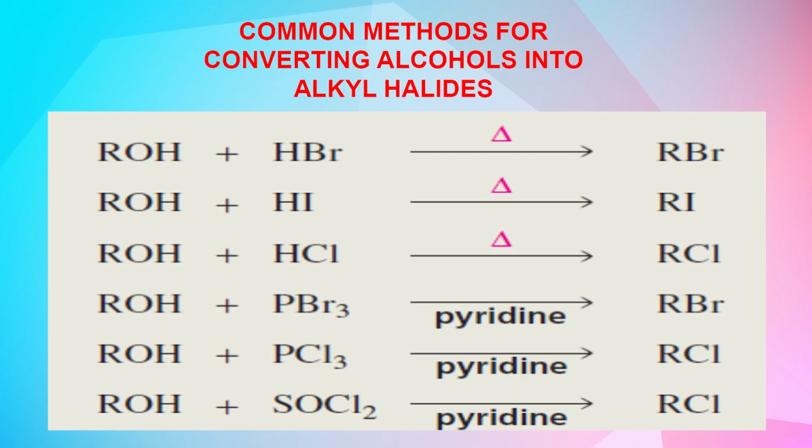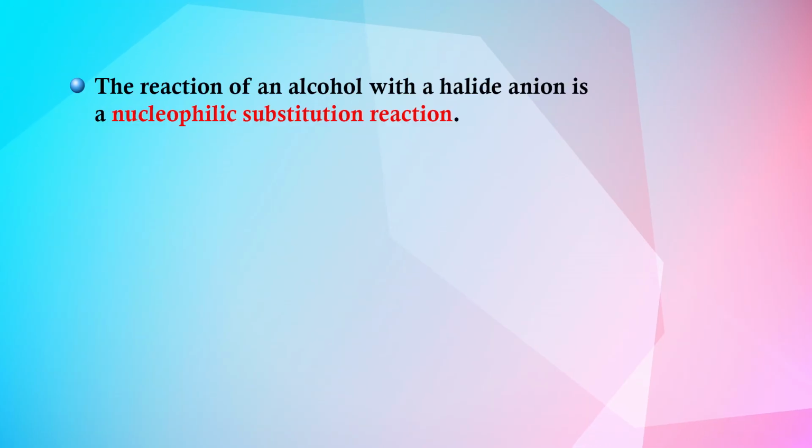but these methods are not very good because in this we are using halogen acids, that is, we are doing the reaction in acidic medium. So the preferred methods for preparation of alkyl halides are when we treat alcohols with halides like PBr3 in presence of pyridine, phosphorus pentachloride in presence of pyridine, or alcohol with thionyl chloride in presence of pyridine, when we get good yields.